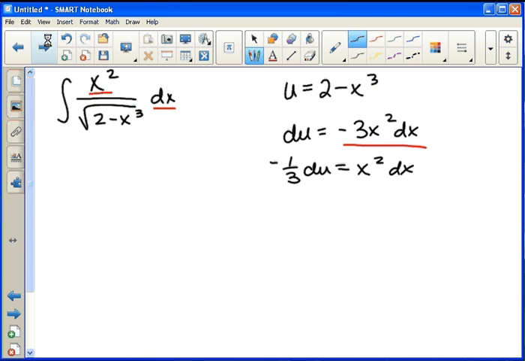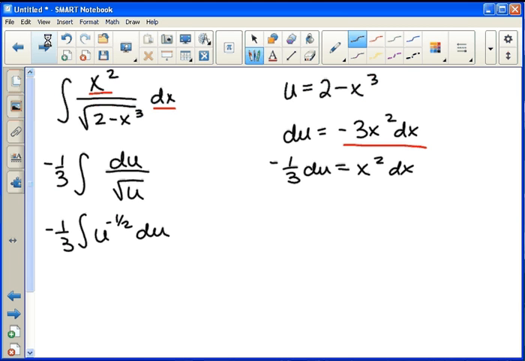Remember, the square root of u is the same as u to the 1/2. And then if you bring it up top, it's u to the negative 1/2. So that's how you should rewrite it. And then you take the antiderivative. You add 1 to the exponent. You get positive 1/2. Then you divide by that number. Dividing by 1/2 is the same as multiplying by 2. So we get negative 2/3 u to the 1/2 plus c.